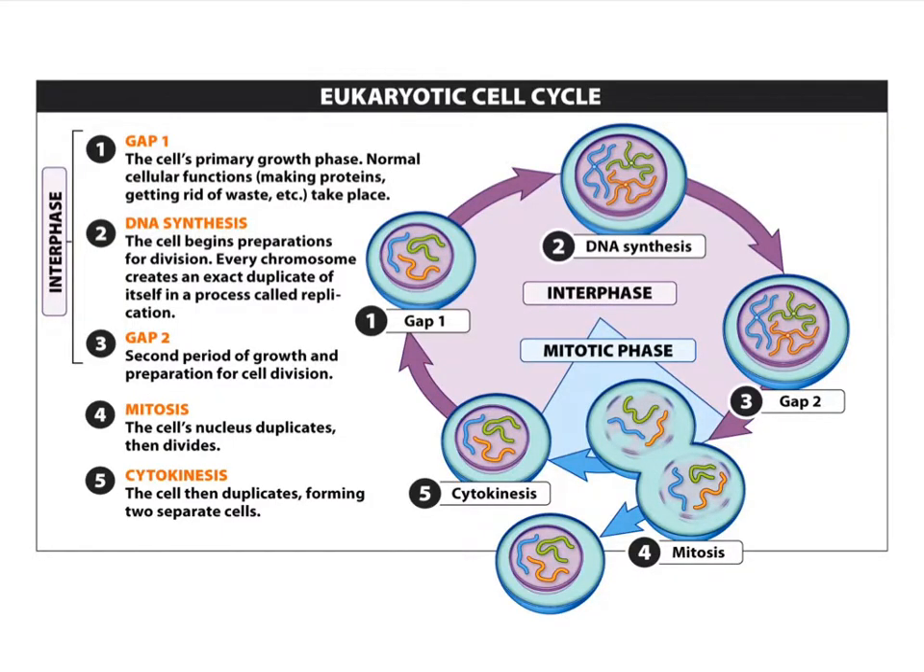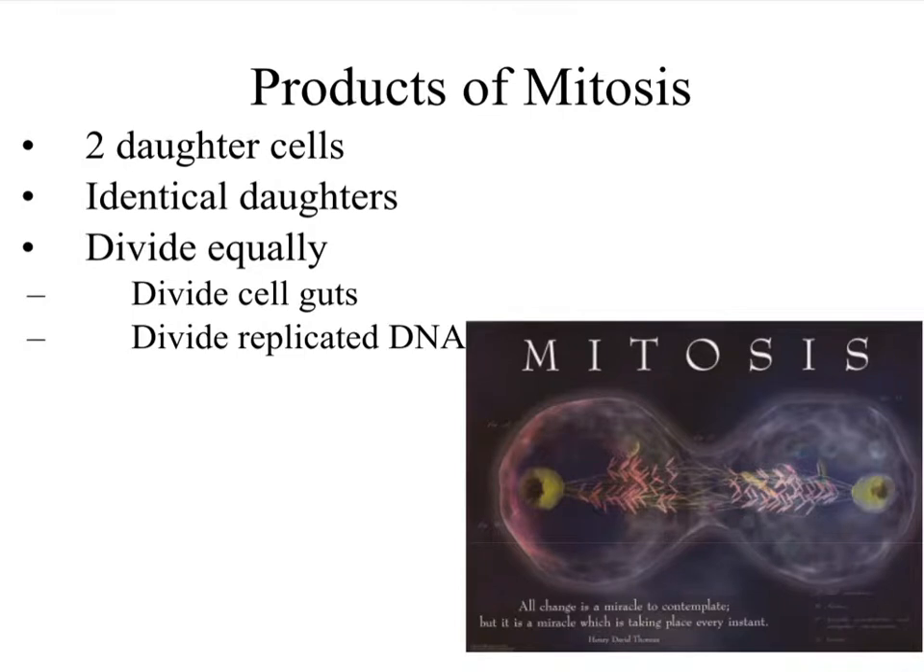So mitosis is broken down into many steps, and this is the process of duplicating the nucleus and dividing that genetic material into two separate cells. Cytokinesis, we're going to see, is the process of dividing the actual cytoplasm. So cytokinesis, dividing cytoplasm. At the end of mitosis, we're going to wind up with two daughter cells. So we start with 1, end with 2, and they're going to be identical to each other and identical to that original cell. We're going to divide everything equally here. We're going to copy the DNA, put copies in each cell, we're going to divide the cell guts, and end up with clones, or identical copies of the cell.